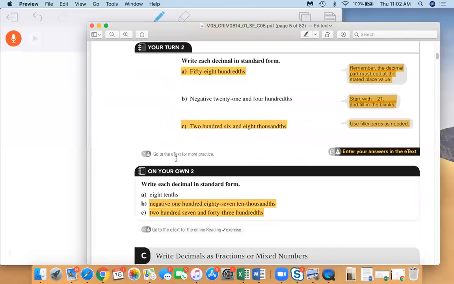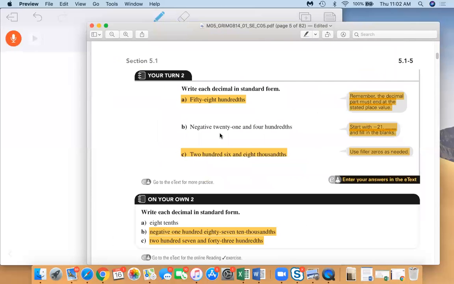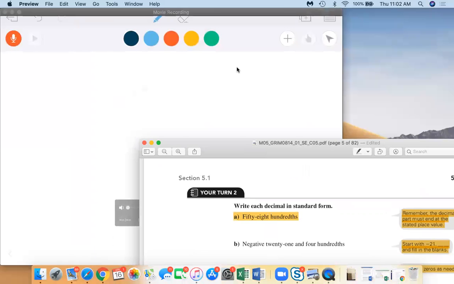All right, so we're on your turn on page 5. So we have 58 hundredths. Let me just scooch this down. So 58 hundredths.